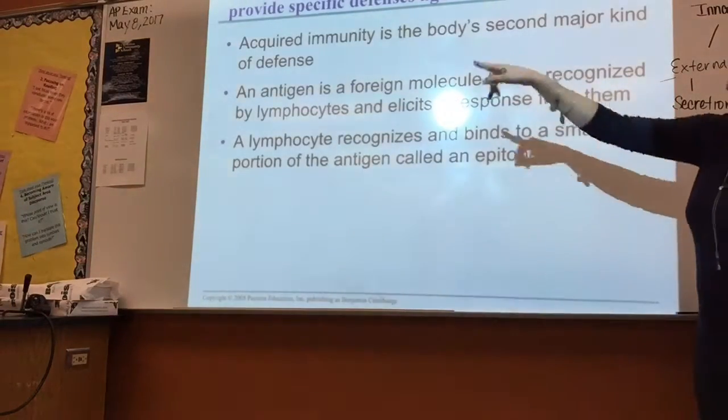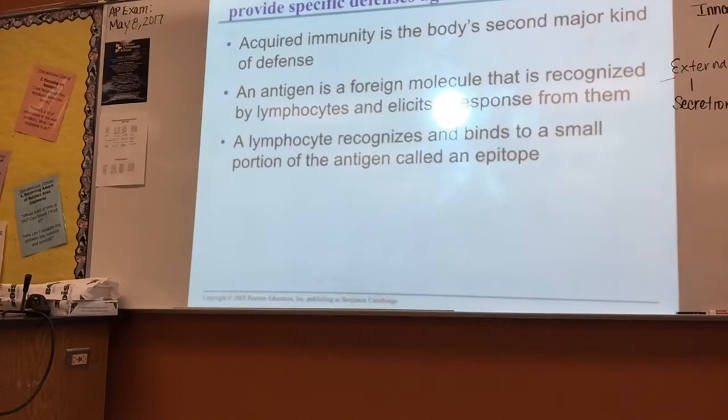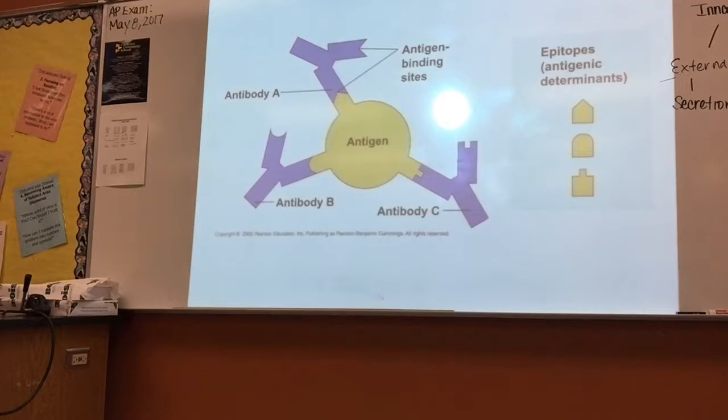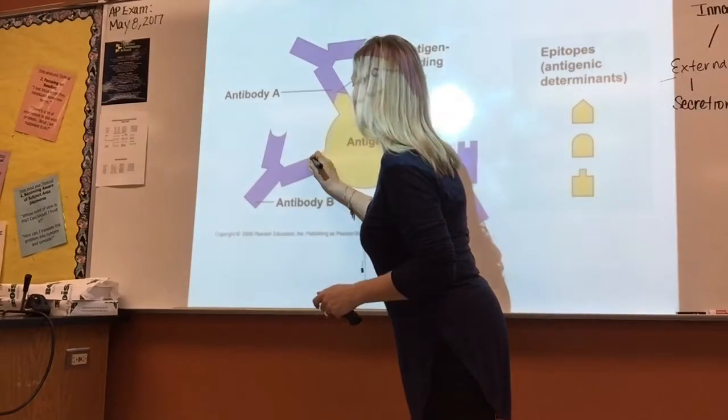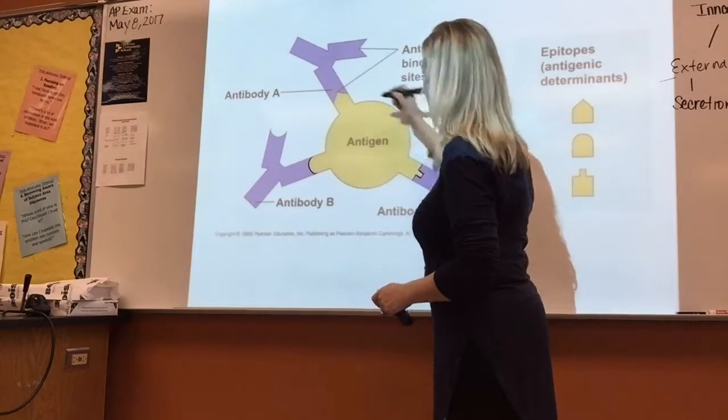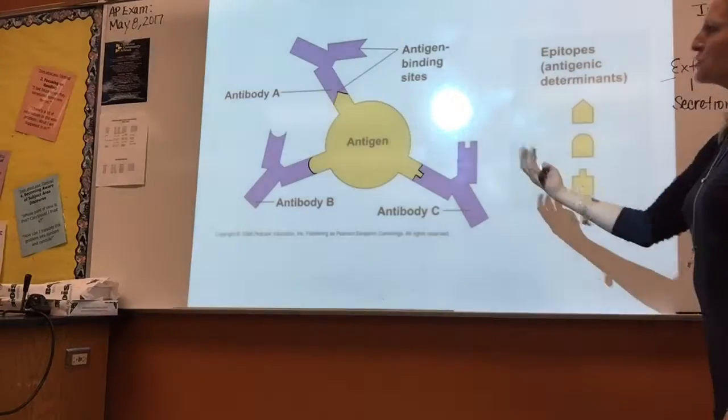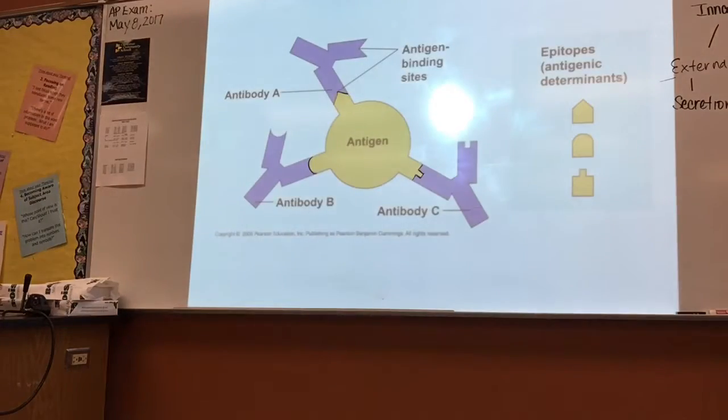Some vocabulary in here. An antigen is a foreign molecule that's recognized by lymphocytes and elicits a response from them. So there are two vocabulary words there, antigen and lymphocytes. And then a lymphocyte recognizes and binds to a small portion of the antigen called an epitope. So there's another vocab word: we have antigen, lymphocytes, and epitope. If we look at this picture here, it says antigen. Notice that an antigen has these protrusions from it, and this one has 3, with different shapes. These protrusions with the different shapes are called epitopes.